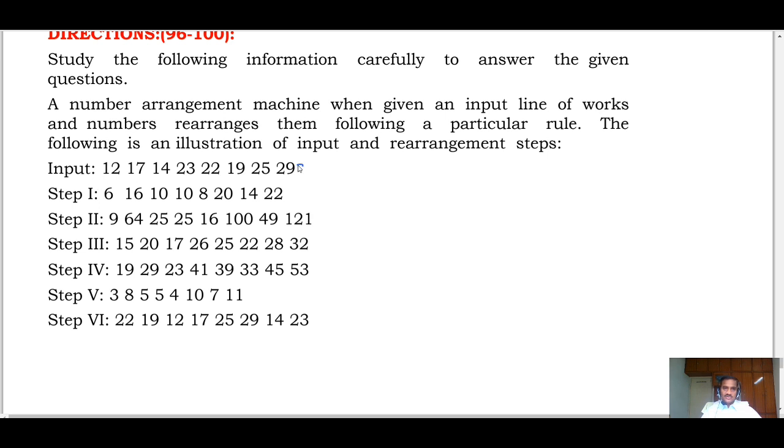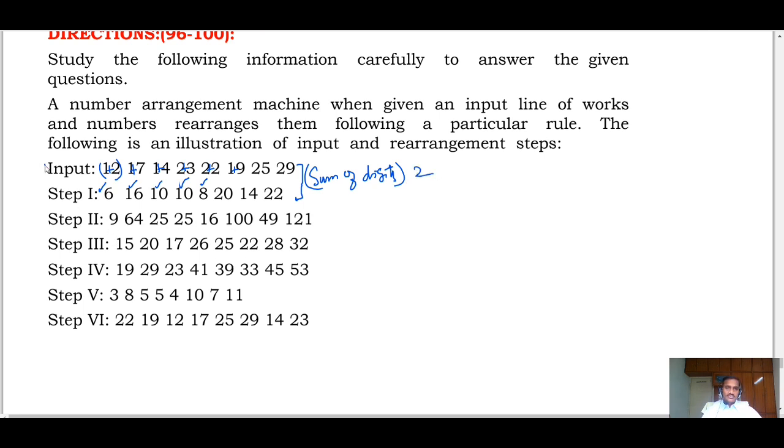What is the logic here? Input to step 1. 1 plus 2 is 3, the sum of the digits in the number 12. 1 plus 2, 3, 3 into 2, 6. 1 plus 7, 8, 8 into 2, 16. 1 plus 4, 5, 5 into 2, 10. 2 plus 3, 5, 5 into 2, 10. 2 plus 2, 4 into 2, 1 plus 9. The sum of digits is multiplied with what? Into 2. You will get step 1.